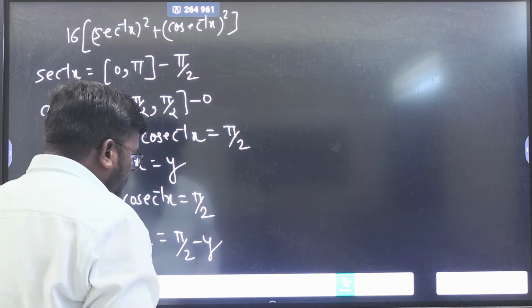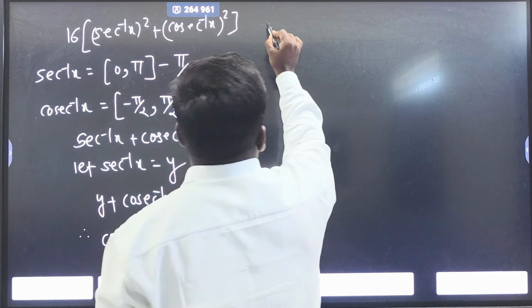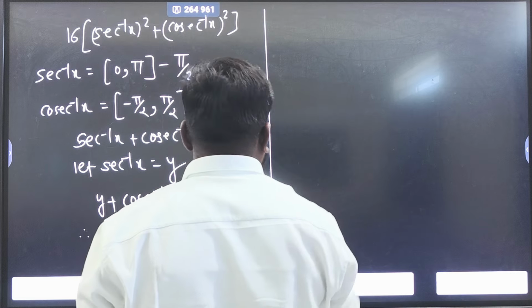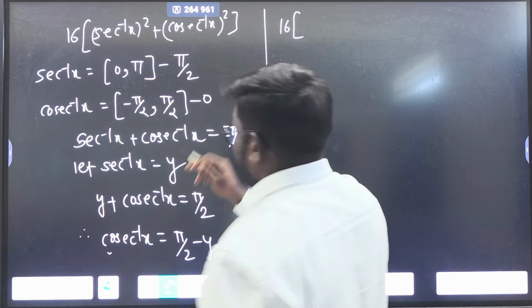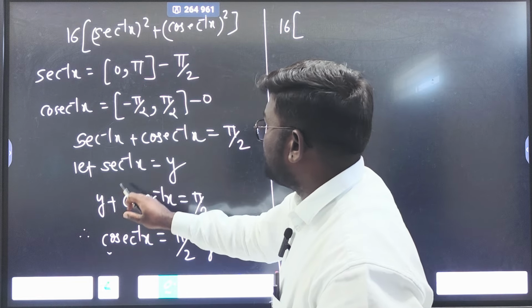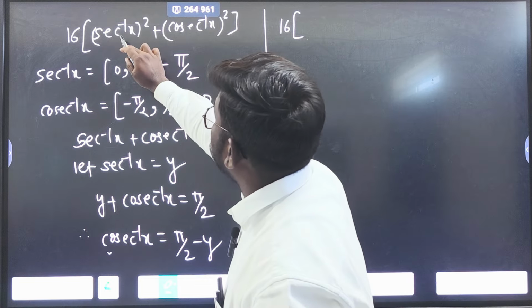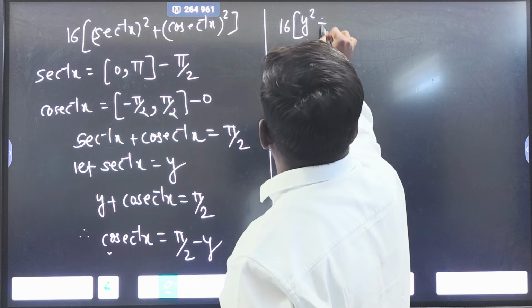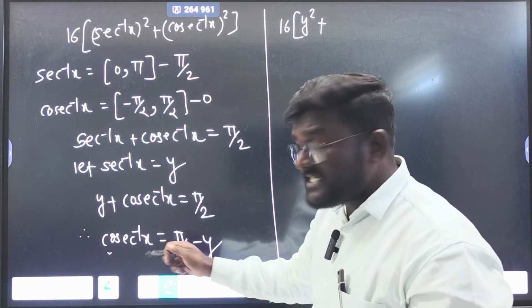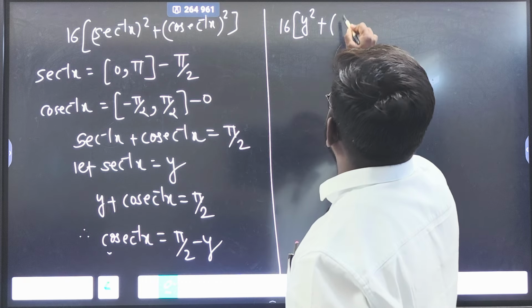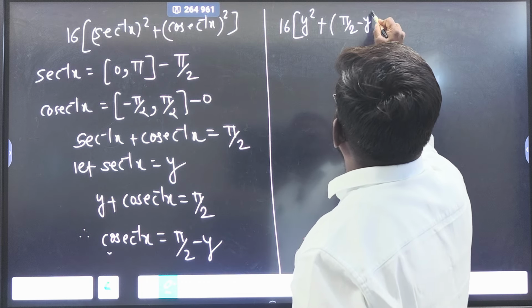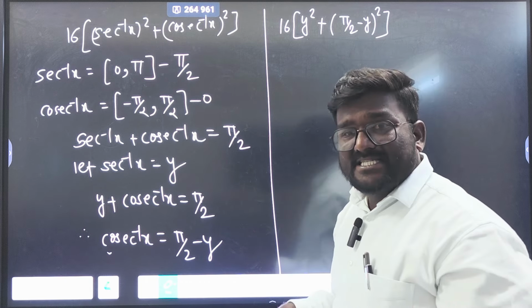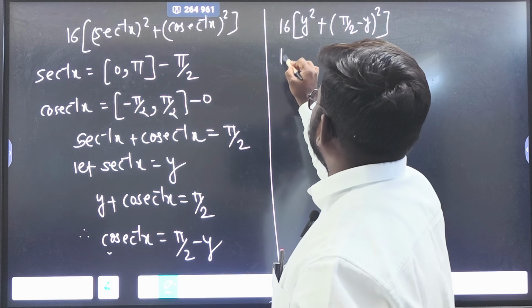So what we'll get? 16 times, the value of sec inverse x is y, so it is y square. Now what is the value of cosec inverse x? It is pi by 2 minus y. So it is (pi by 2 minus y) whole square. Now please solve this.